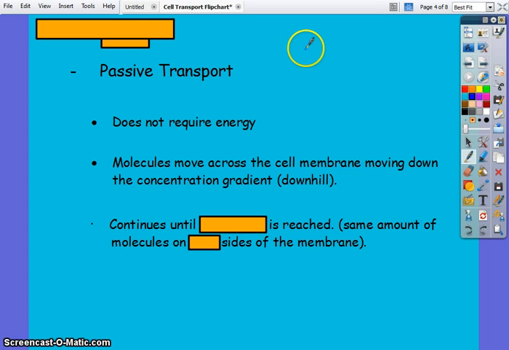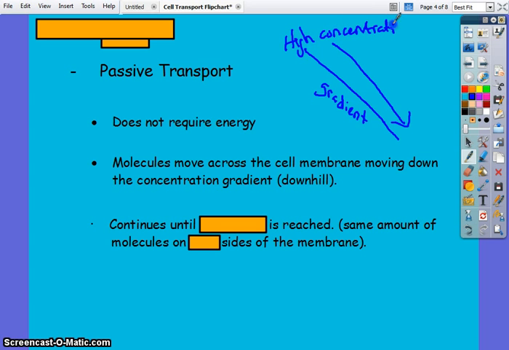Alright, so this is your concentration gradient. So think of the gradient as a hill, and the molecules are moving down. So this continues until equilibrium is reached. So if it moves down the gradient, it's going from an area of high concentration to an area of low concentration. Alright, and concentration just means how much of something is there.